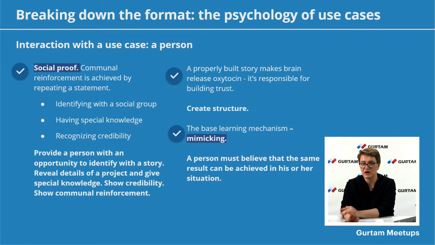We will break down the idea of structure a little bit later too. And the next thing connected to our brain is the idea that we learn through mimicking and through repeating what other people do. This is the base learning mechanism. When we are writing a use case, a person must believe that the same result can be achieved in his situation. It is very close to the previous point, actually.